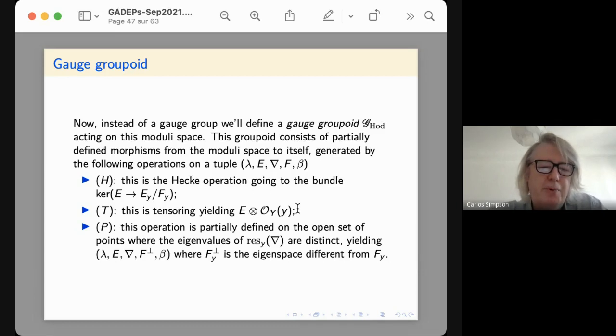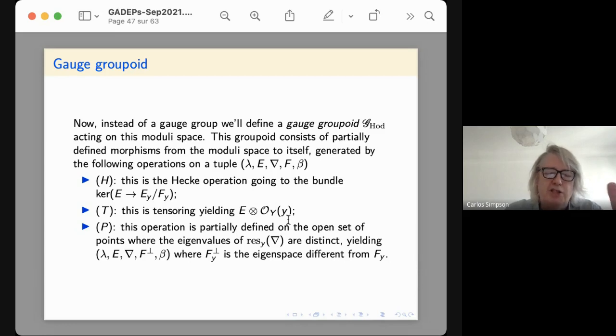We need to also include the operation of tensoring by O of y, because this Hecke is what some people call a down Hecke. So you need to be able to do an up Hecke. If you want to get an up Hecke, you need to be able to tensor by O of y. Here you could just include down and up Heckes if you like. But then we need a different operation.